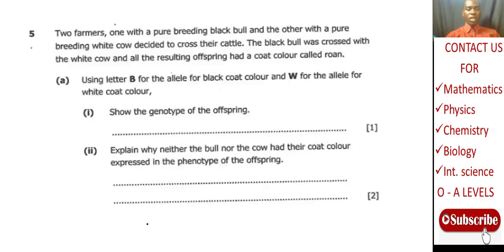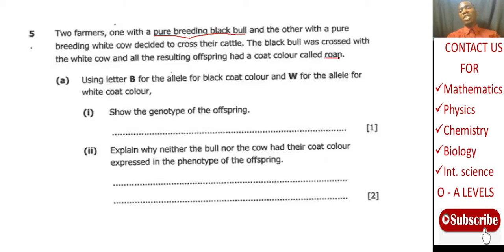We proceed to another question that came in another year. The question reads, two farmers, one with a pure breeding, again, we are still dealing with a pure breeding. So two farmers, one with a pure breeding black bull, and the other with a pure breeding white cow, decided to cross their cattle. The black bull was crossed with the white cow, and all the resulting offspring had a coat color called roan.